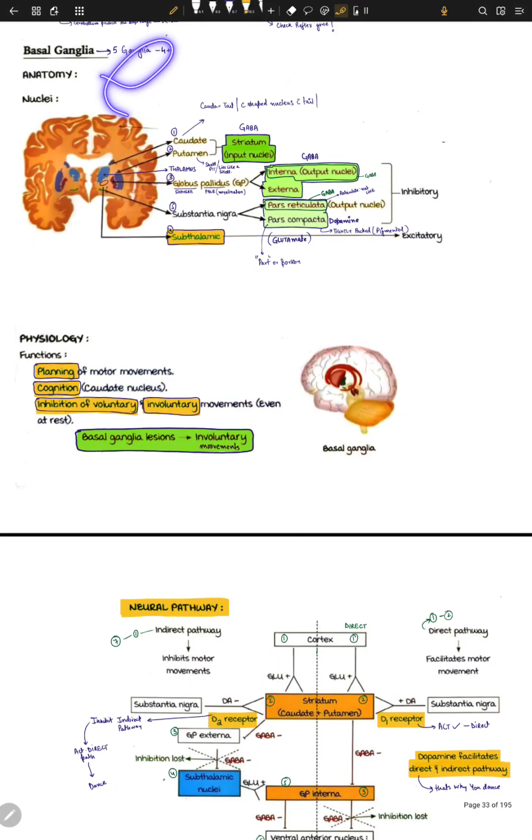Basal ganglia, that's it. The minus 1s are the negatively charged ones, the inhibitory ones, and the plus 1 is the excitatory one, that is glutamate.